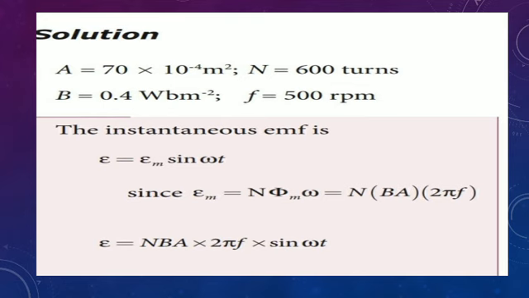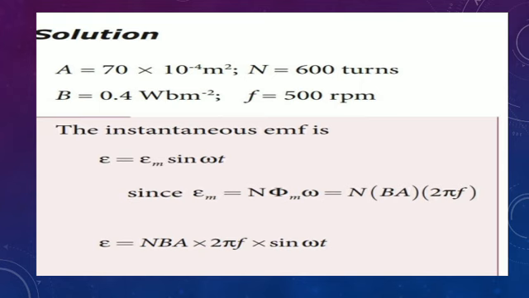Now come to the instantaneous EMF. This is the formula for instantaneous EMF. E is the EMF, and E_m for maximum EMF. Therefore, E is equal to E_m into sine omega t. It is nothing but sine theta. Theta is nothing but omega t. Theta is angular displacement. So E_m into sine omega t.